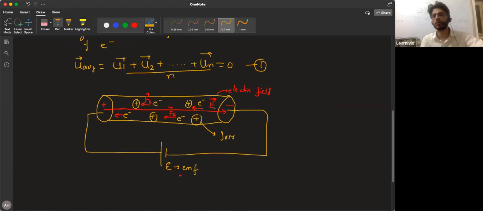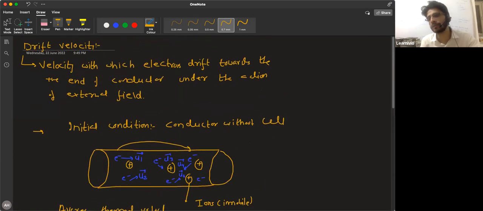Due to this force, electrons will move from one end of the conductor to the other end. So along with these thermal velocities, due to this electric force, electrons will gain a velocity. This was when you did not apply any external source, any cell or battery. But when you apply a battery, then there is a field inside the conductor. This field will exert force on each and every electron. Due to this force, each electron will gain some velocity, and that average velocity of all electrons is known as drift velocity.